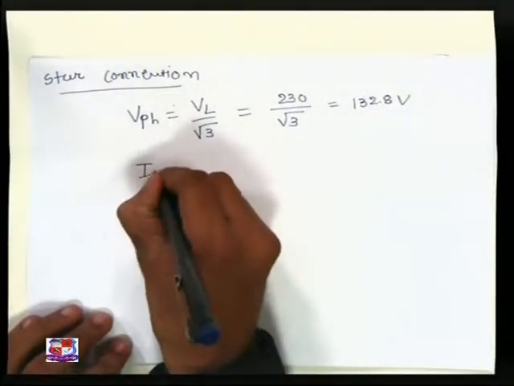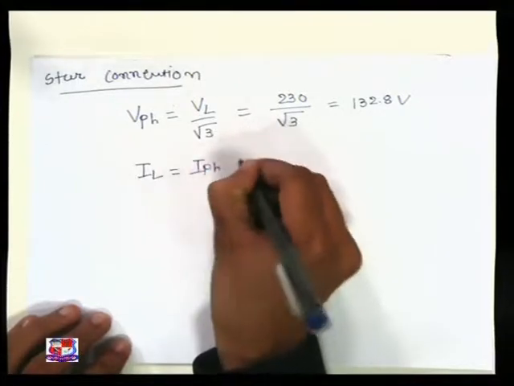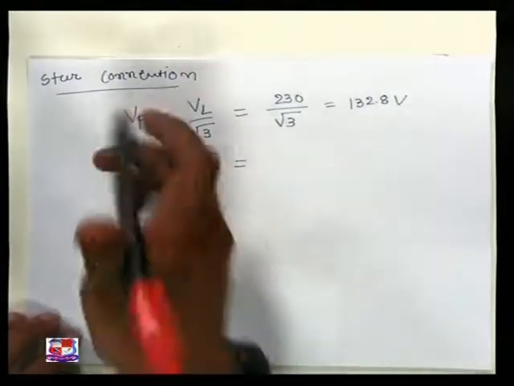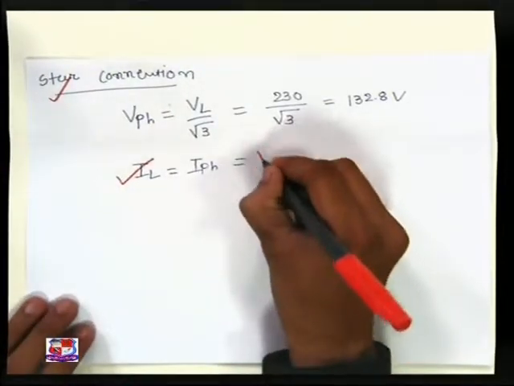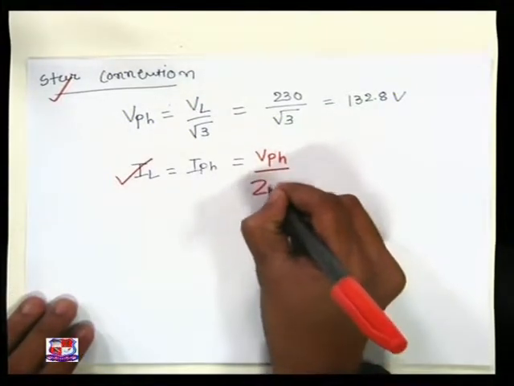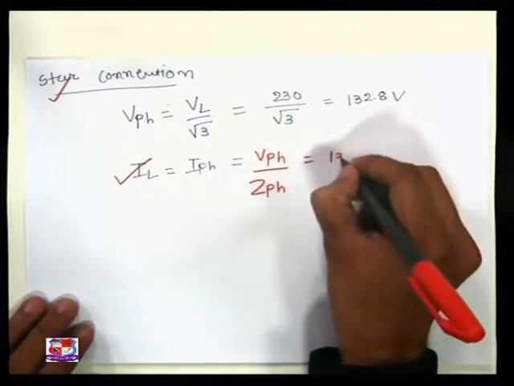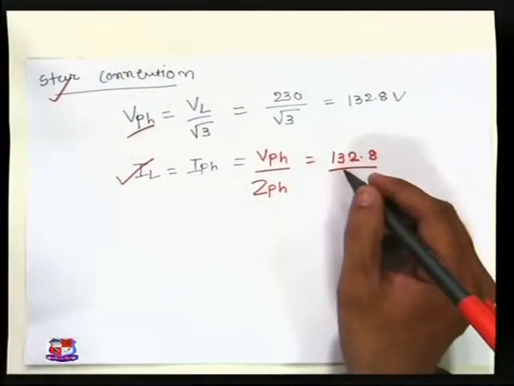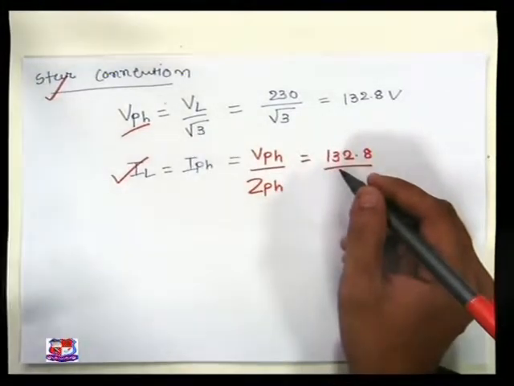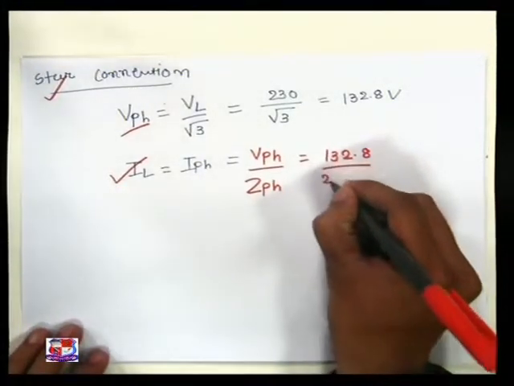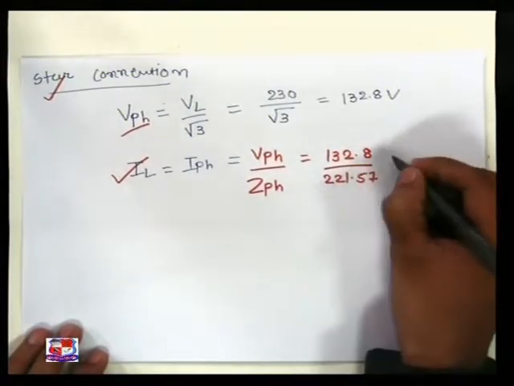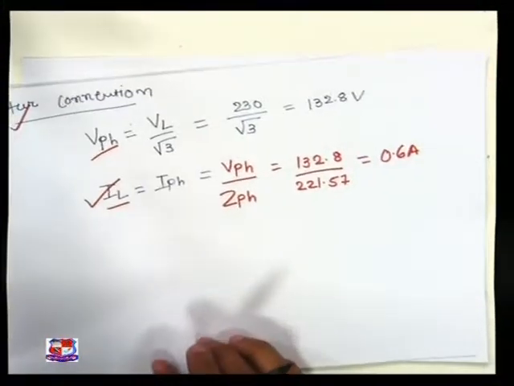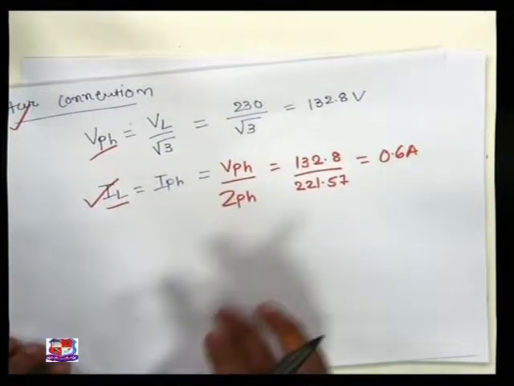Then IL is equal to I phase. Always remember that IL is equal to I phase in our star connection. So the value is V phase upon Z phase, so 132.8 upon 221.57, and we get 0.6 ampere. So in the star connection IL is equal to I phase.